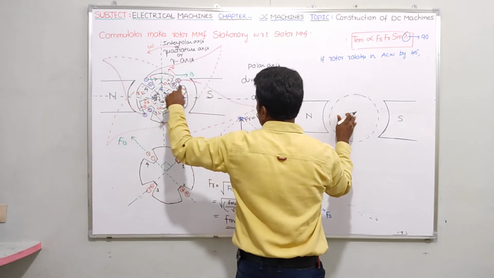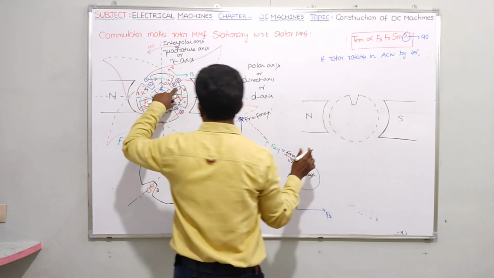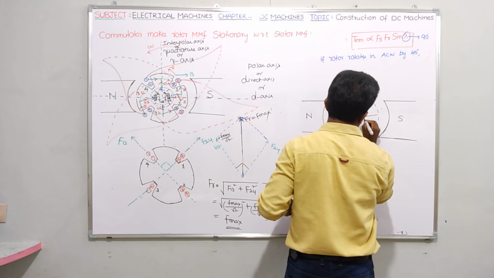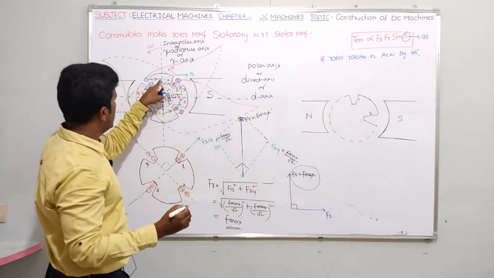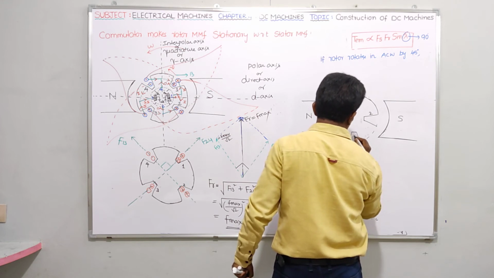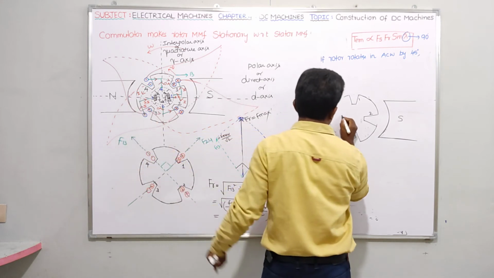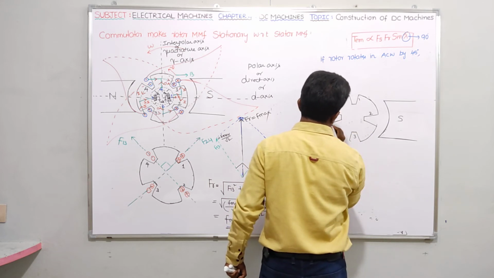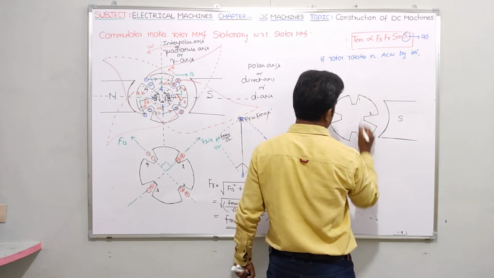That means after shifting by 45 degrees, slot number 1 will come here. Please try to think clearly. Slot number 1 will come this side and slot number 2 will come this side. And what about slot number 3? Slot number 3 is coming this side. And what about slot number 4? Slot number 4 is coming this side. This is the situation after shifting by 45 degrees. Okay, 45 degrees. First slot, second slot, third slot, and fourth slot.